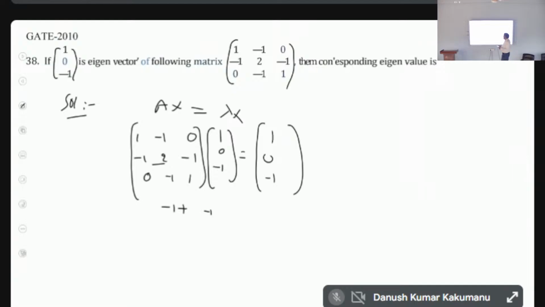Ax equals lambda x, same vector repeated. What is the lambda value here? 1 is the correct answer. Lambda value 1 is the correct answer. All of you got one as the answer? Yeah. Coming to next.